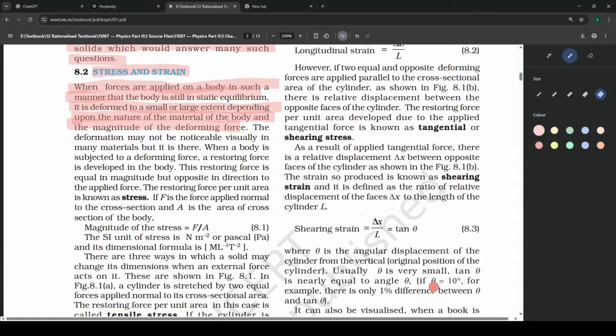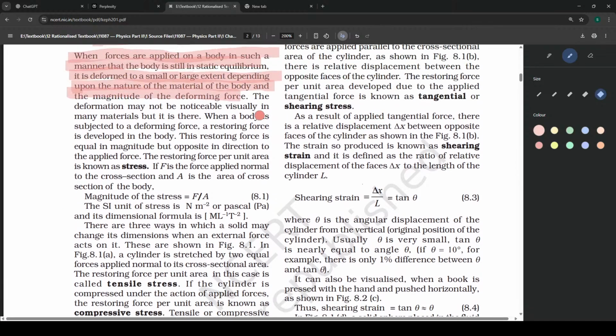Okay, then. Stress and strain: when forces are applied on a body in such a manner that the body is in static equilibrium, it is deformed to a small or a large extent depending on the nature of the body and the magnitude of the deforming force. The deformation may not be noticeable visually in many materials, but it is still there when you push against the wall, or when you try to bend a rigid iron steel rod. Although there is no visual deformation of the object, when you push a wall, you obviously don't see the wall caving in. But even though it is not visual to us, there is still a minute deformation which will get restored. This is the elasticity of the wall or the metal rod basically.